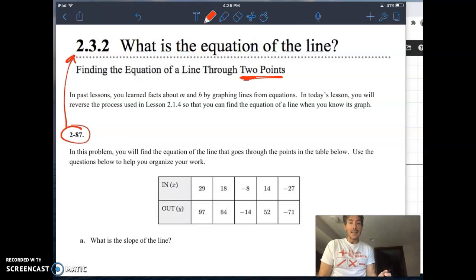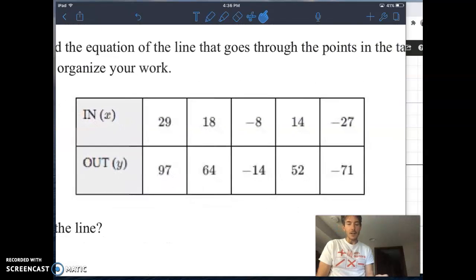All right, we've got X's, we've got Y's, we've got inputs, we've got outputs, and they're all given right here. What I'm going to go ahead and do is pick 2 points out of this table. Now, the 2 points that I'm going to pick are right here and right here.